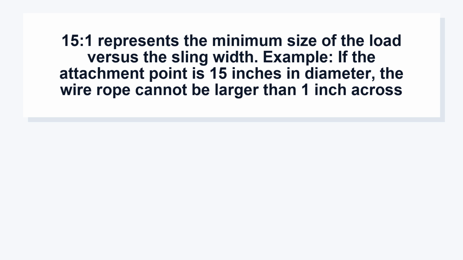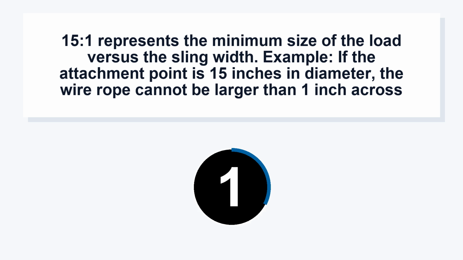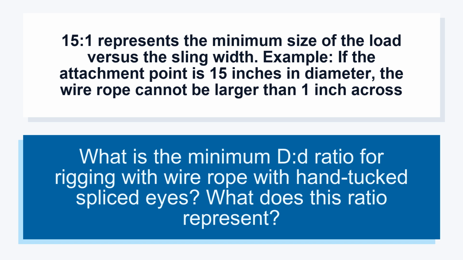15:1 represents the minimum size of the load versus the sling width. Example, if the attachment point is 15 inches in diameter, the wire rope cannot be larger than 1 inch across. What is the minimum D/D ratio for rigging with wire rope with hand-tuck spliced eyes? What does this ratio represent?